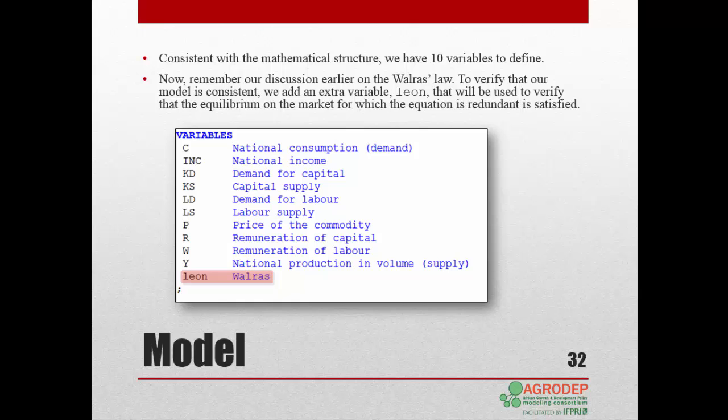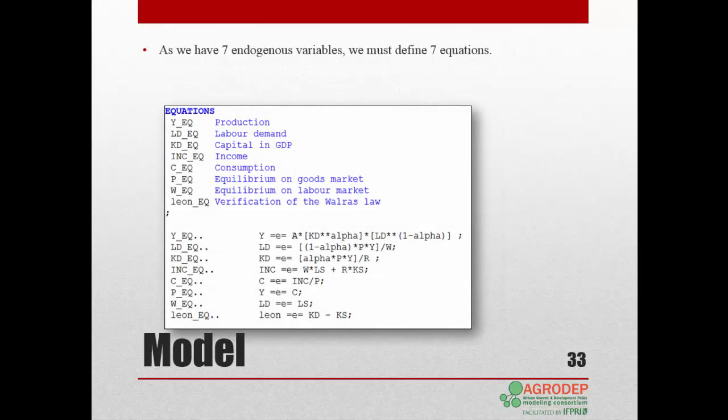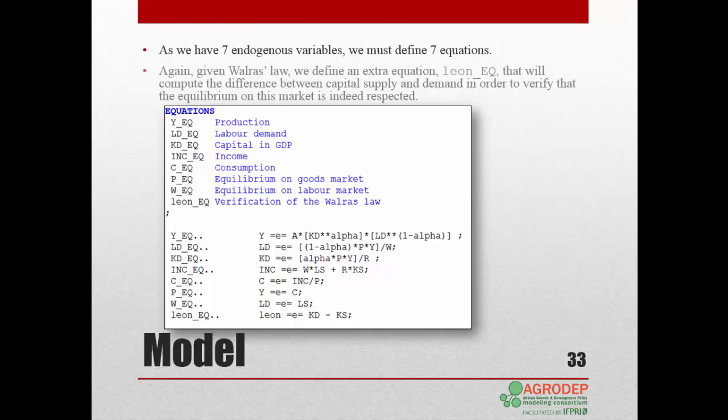We use this variable to verify that the market equilibrium for the redundant or dependent equation is satisfied. More about this later. As we have 7 endogenous variables, we must define 7 equations. Each equation reflects the corresponding mathematical structure of the model. For a review of the syntax, we refer you to earlier lessons.